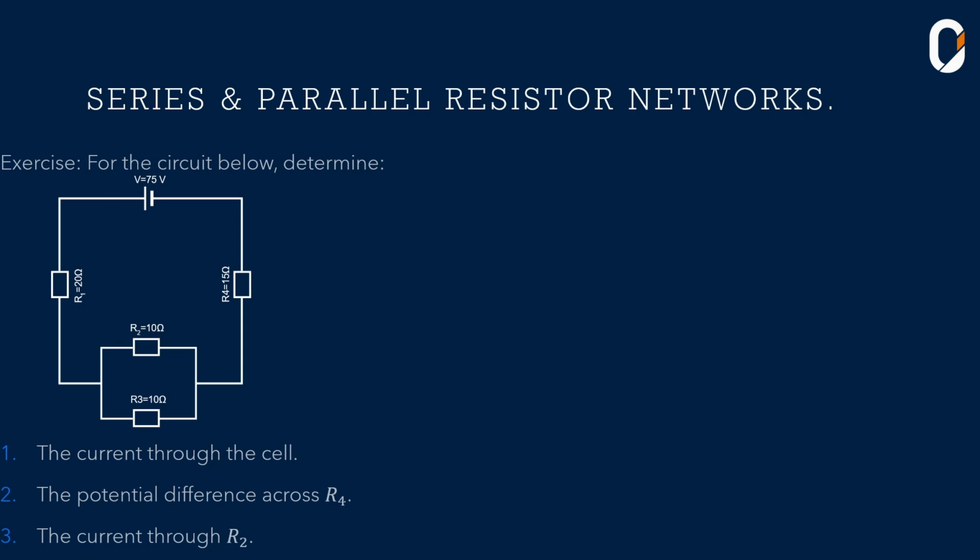Now let's move on to an exercise. You can see my diagram below. For the circuit below, determine the current through the cell, the potential difference across R4, and lastly the current through R2. Let's start with the current through the cell.